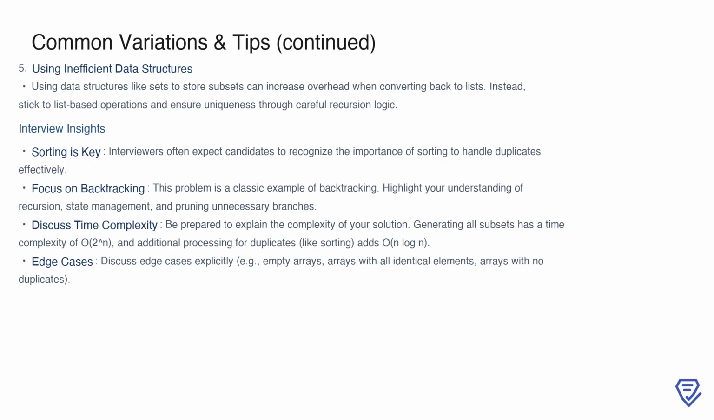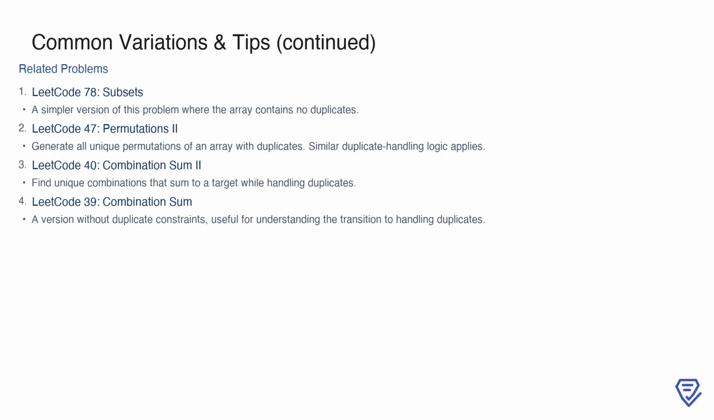This problem connects closely to several related problems. For example, LeetCode 78, Subsets, is a simpler version of this problem where the array contains no duplicate elements. It's a good starting point to understand the core recursion logic. Another related problem is LeetCode 47, Permutations II, where you need to generate all unique permutations of an array that includes duplicates. The duplicate handling logic is very similar to what we use here.